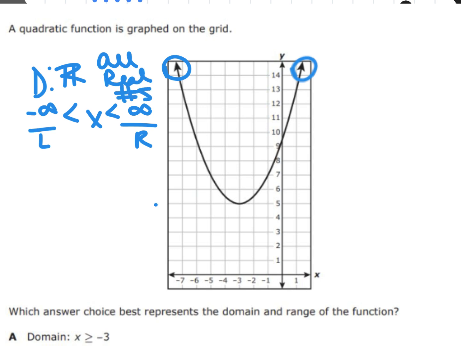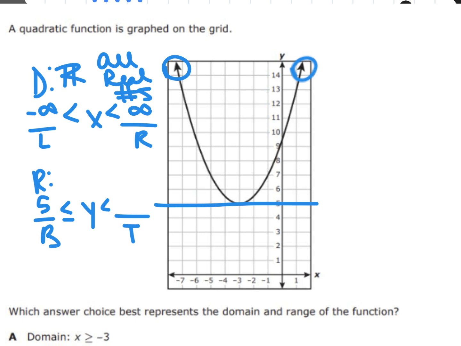But when we do the range, something is less than y is less than something. We do have a bottom. What is that bottom number? 5. And it has a line because if there's no dot, it's going to have a line. And the top is just going to be positive infinity. So here we have this. We did talk about sometimes they flip it around and they write the letter first.